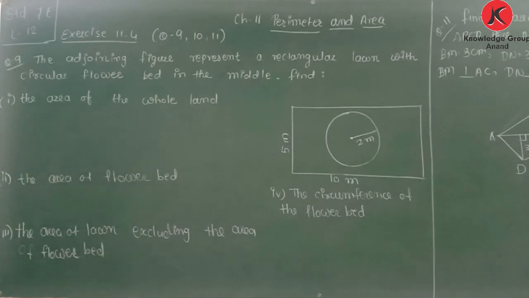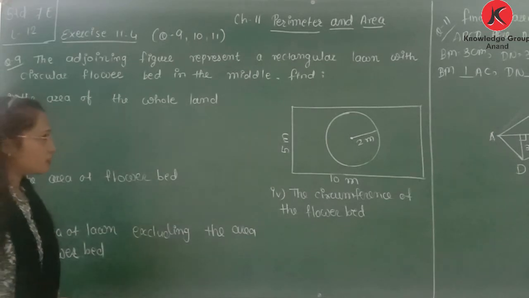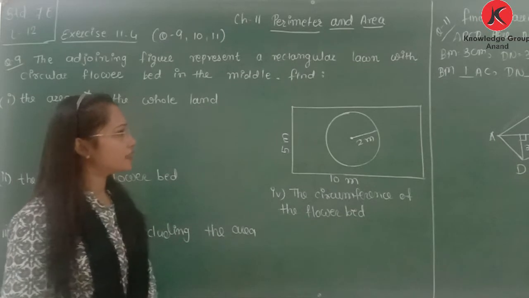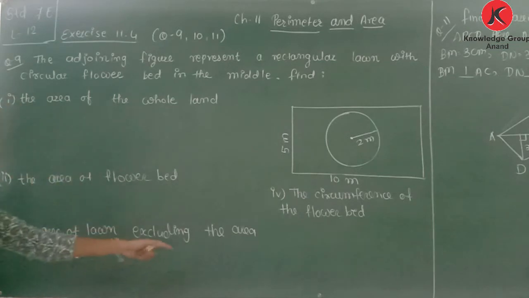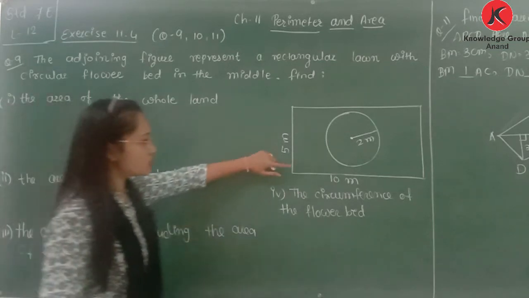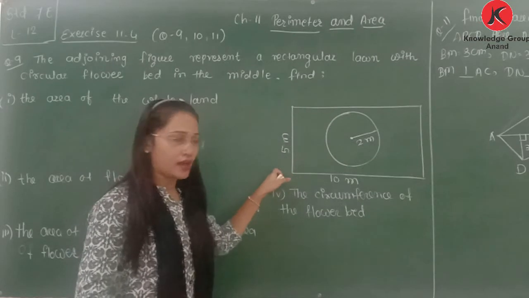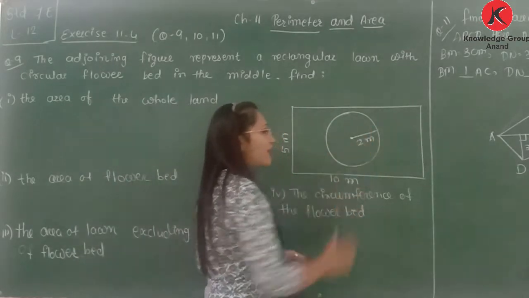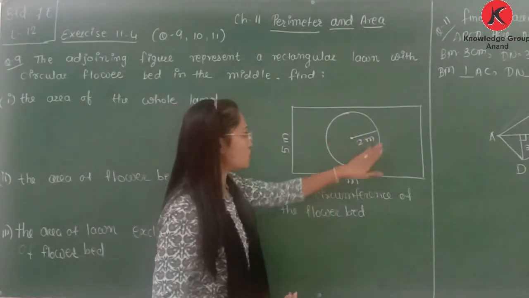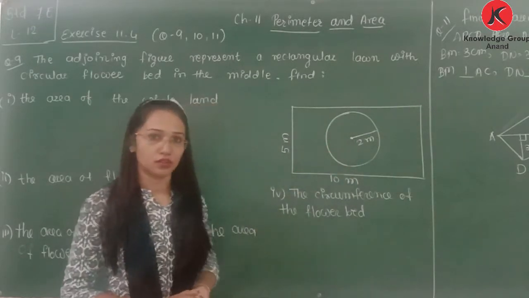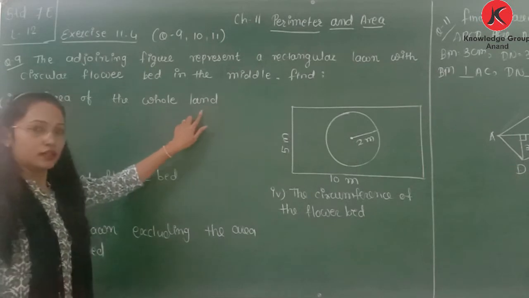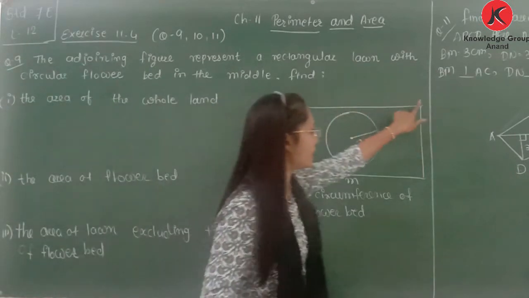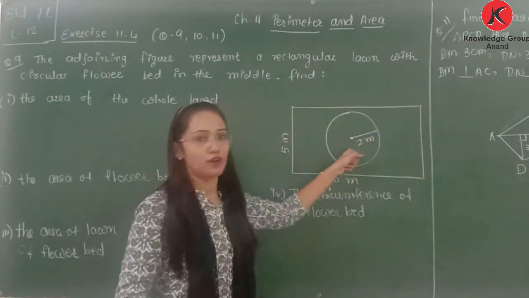So, what is question number 9? The adjoining figure represents a rectangular lawn with a circular flower bed in the middle. Four questions are given. This is a rectangular park and in it a circular flower bed, which means this area is covered with flowers. What we need to find first is the area of the whole land, including the flower bed.